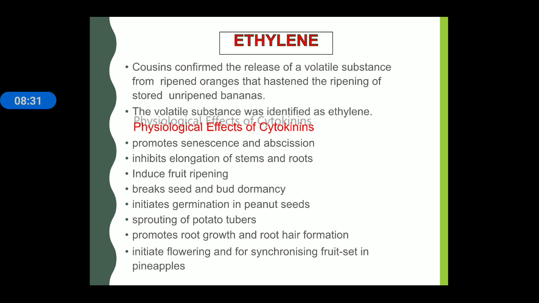So now, what are the physiological effects of ethylene? It promotes senescence, meaning aging. It inhibits the elongation of stem and root. It induces fruit ripening, meaning if unripe fruit is treated with ethylene gaseous hormone, then the unripe fruit will convert into a ripened one. It breaks seed and bud dormancy. It initiates germination in peanut seed. It helps in sprouting of potato tuber.